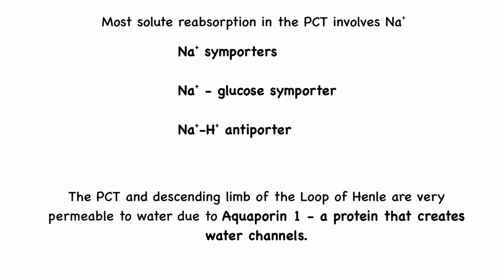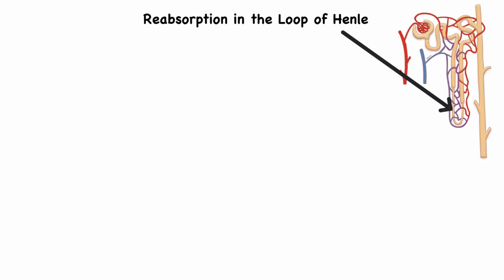The cells of the proximal convoluted tubule and the descending limb of the loop of Henle are very permeable to water due to aquaporin 1. These proteins create a water channel that allows water to be easily reabsorbed. Now we move to the loop of Henle.